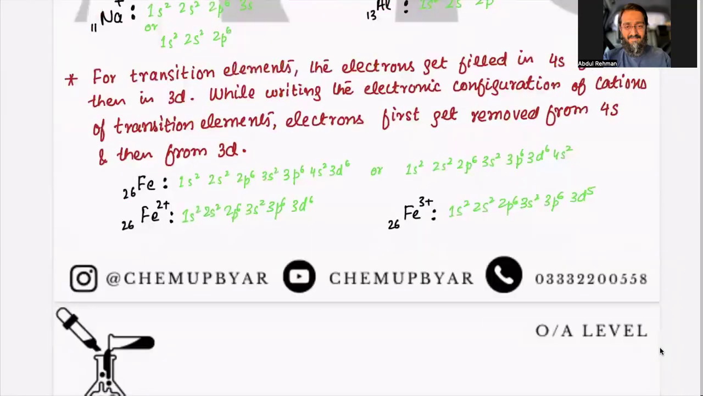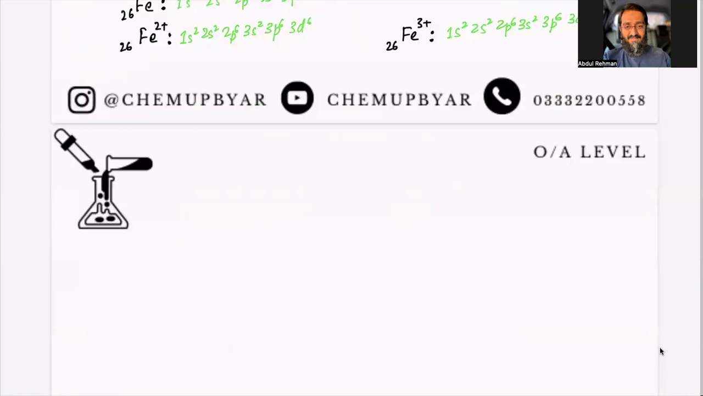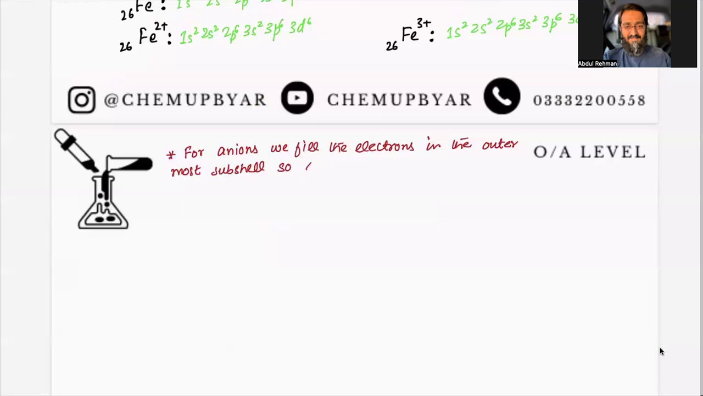Okay, so for anions, we fill the electrons in the outermost subshell, so it becomes completely filled.